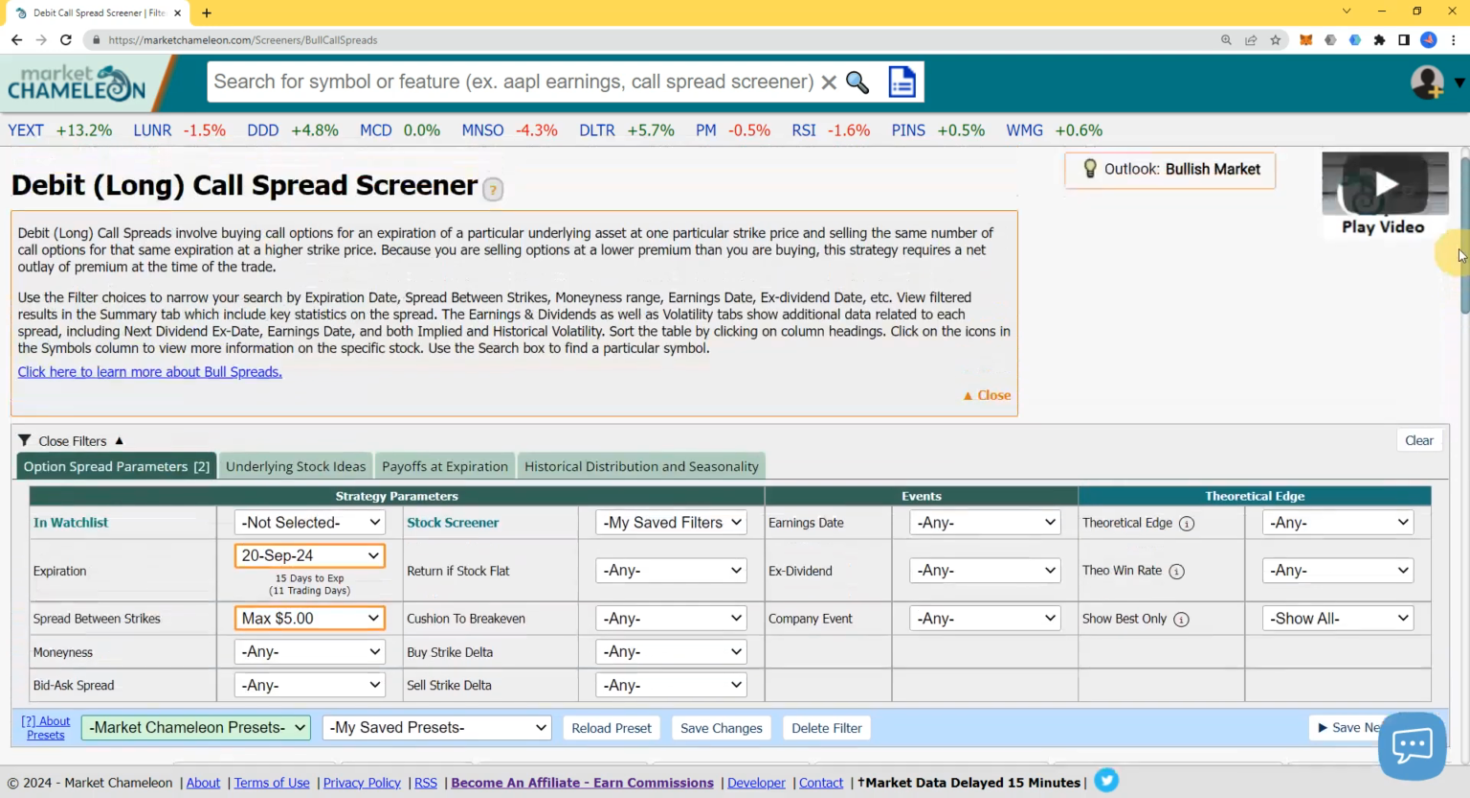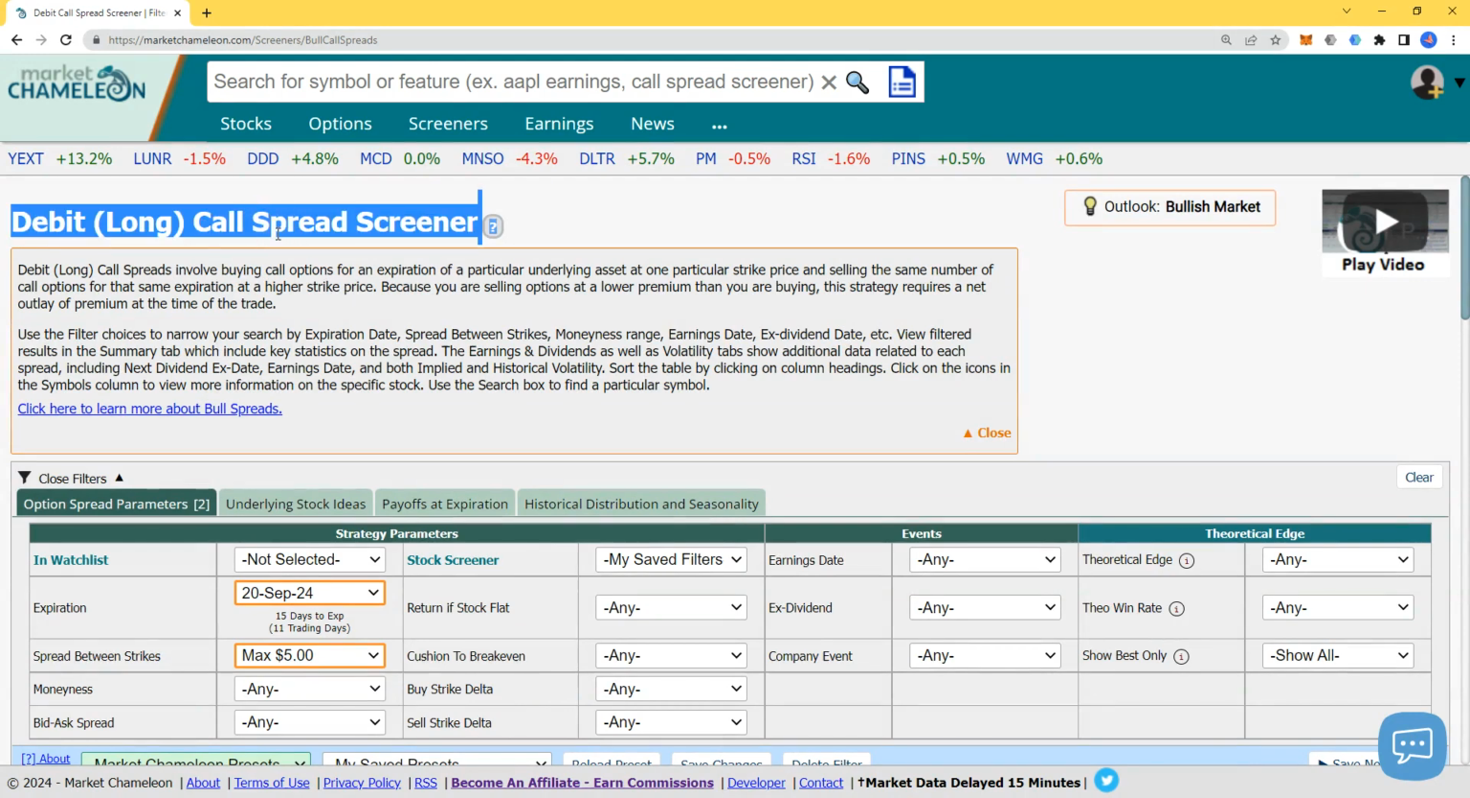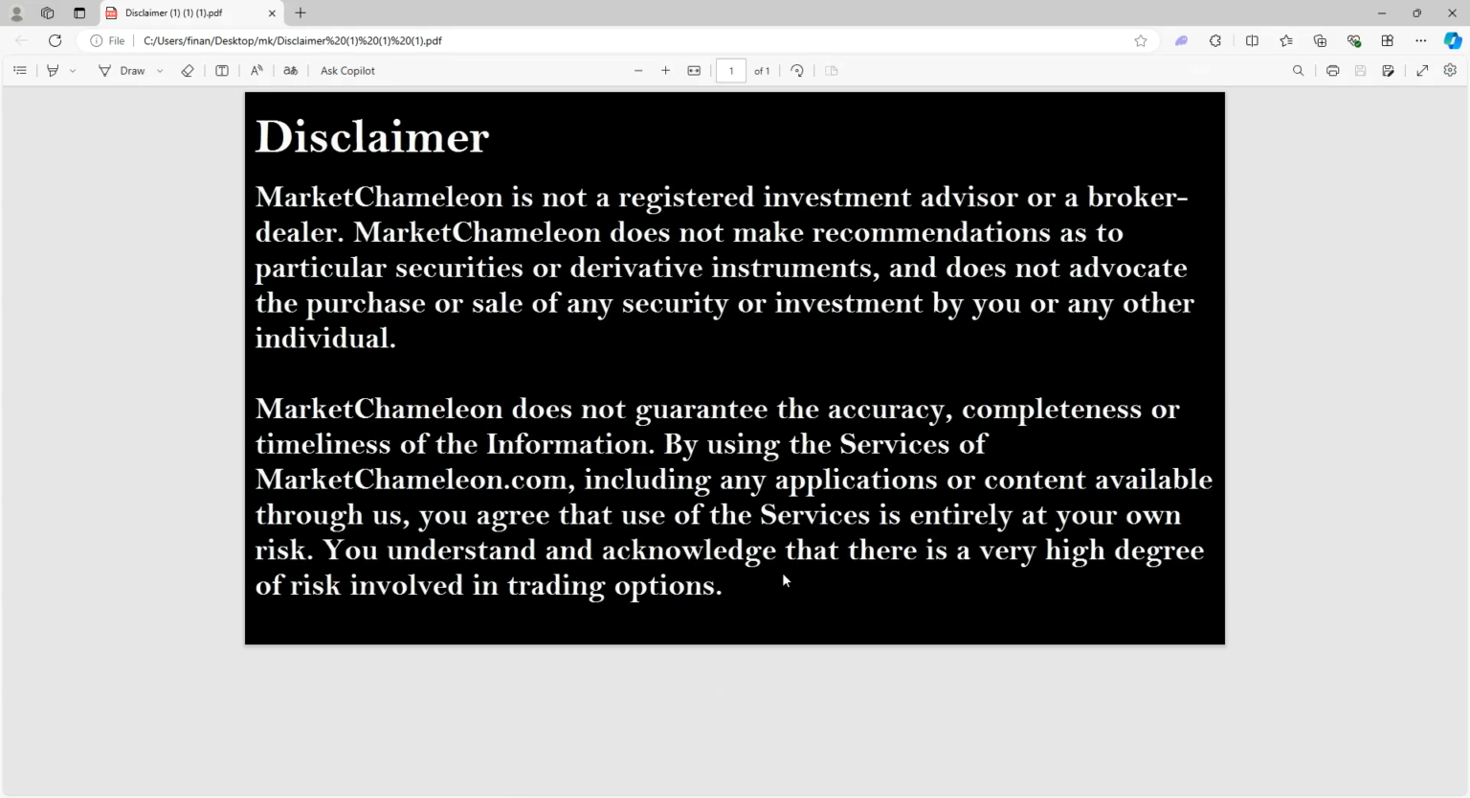But before we even do anything, let's go over a disclaimer, and then we're gonna try and understand what a debit call spread is and how to use the screener. So let's get started with this.